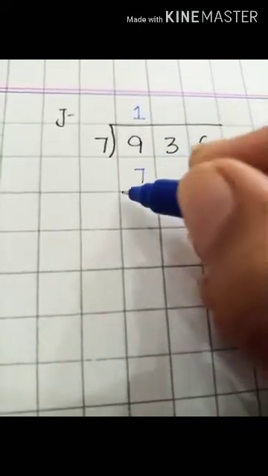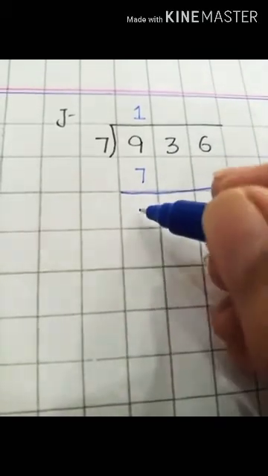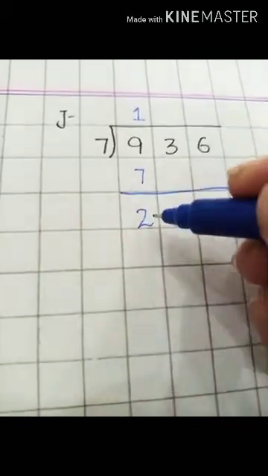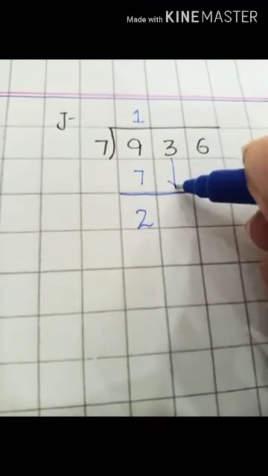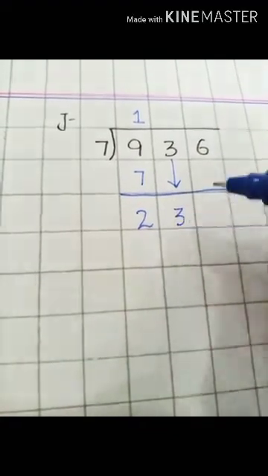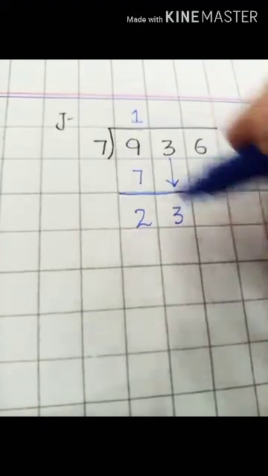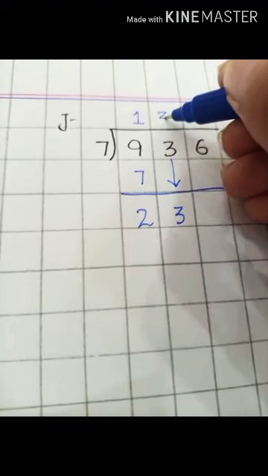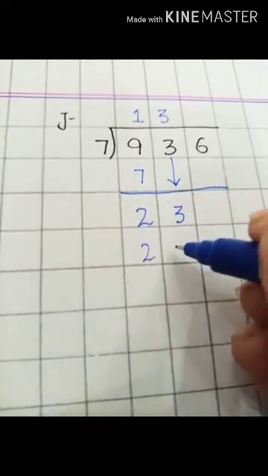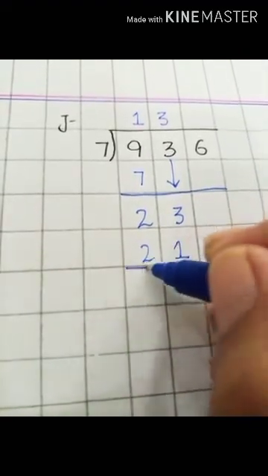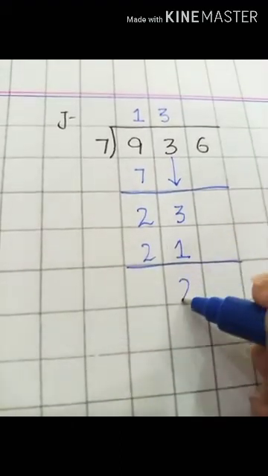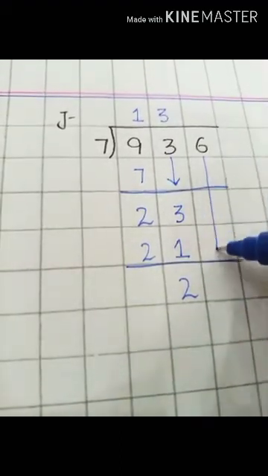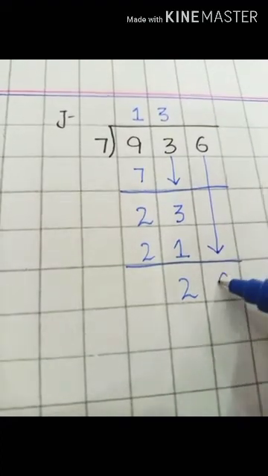So students, 7 1s are 7, 7 2s are 14. I will write 7 1s are 7 down here. 9 minus 7 is 2. So here I am left with the 2, that is smaller than my divisor. So I will have to bring the 3 here. This will become 23. Read the table of 7 till the number 23, as 7 3s are 21. So I am writing this 21 beneath the 23. 3 minus 1 is 2. Now students, I will bring this 6 down here, and this will become the number 26.